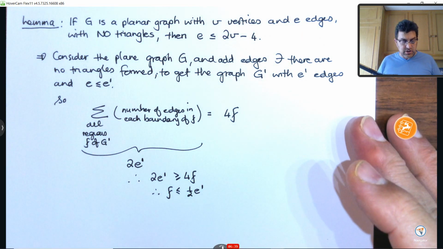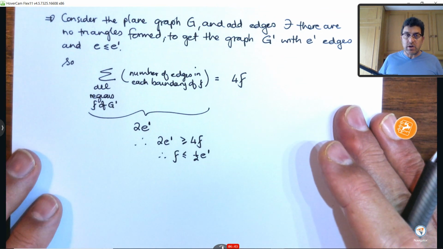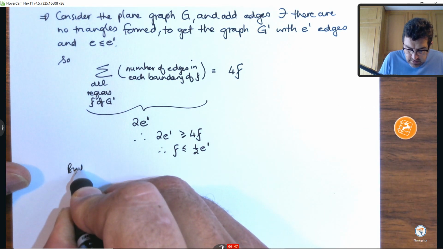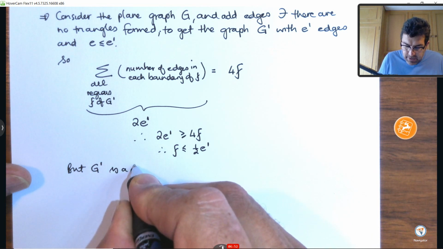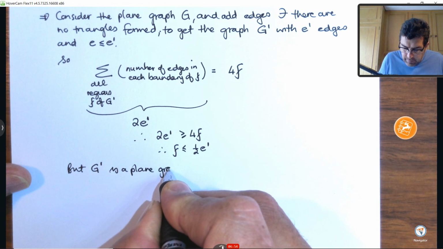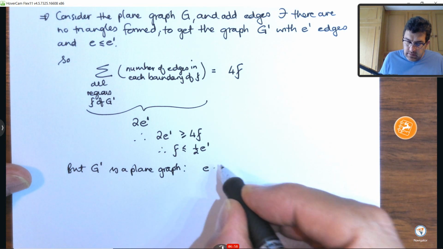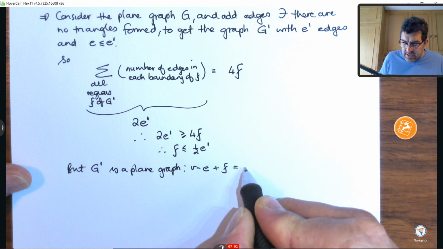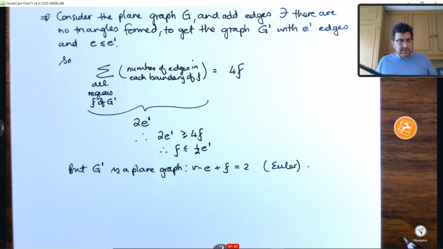That's the relationship we can find so far. But now what can we say? We can say that G prime is a plane graph. Now, being a plane graph, what does that mean? It means V minus E plus F has to be 2. That's what Euler said the case is.